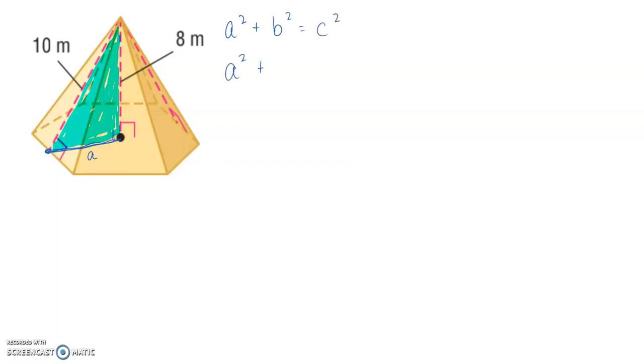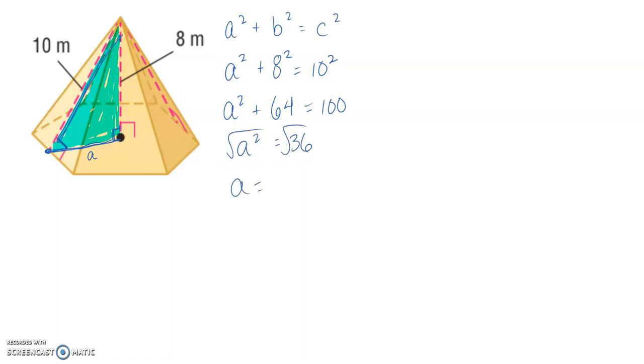The b value, well, if the right angle is right here, the hypotenuse would be the slant height, which is 10, so that means the b value is going to be the 8. A good way to check your work is if you're getting a negative answer, you probably set up the Pythagorean theorem wrong. a squared plus 64 equals 100. Subtract to one side, and then you take your square root of both sides. And you should get that the apothem is 6 meters in this scenario.